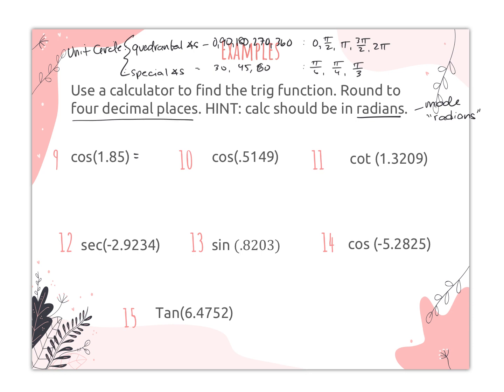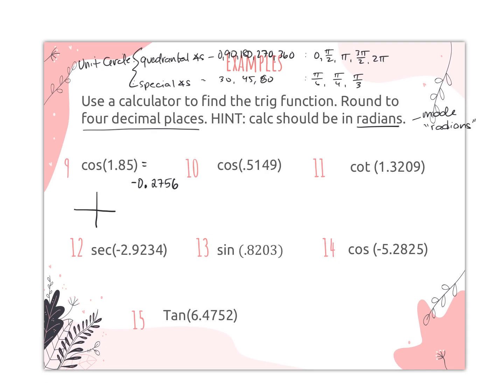So it's going to be negative 0 point, and then we've got 1, 2, 3, 4 decimal places. So the cosine of 1.85 radians is approximately negative 0.2756. And again, you might ask yourself, is that accurate? Should it be negative? Should it be positive? You're using the calculator, so at the end of the day, you know the calculator is going to give you the right amount if it's in radians and you entered it correctly.